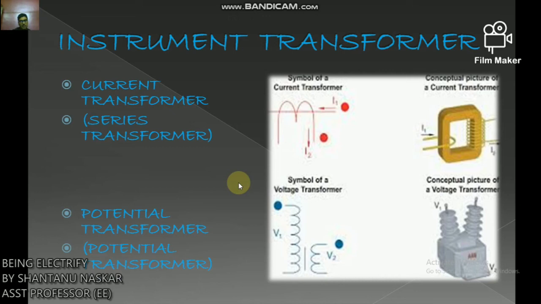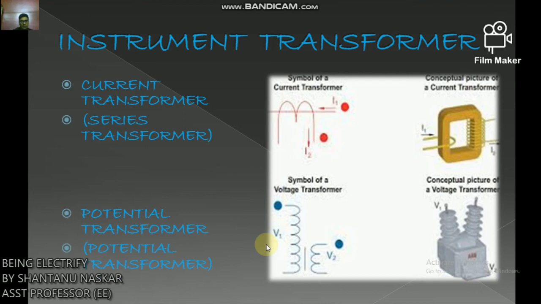Now comes to the potential transformer. This type of transformer can be used in a power system to step down the voltage from a high level to a lower level with the help of a small rating voltmeter, which ranges from 110 volts to 120 volts. A potential transformer typical circuit diagram is shown here. So these are instrument transformers.